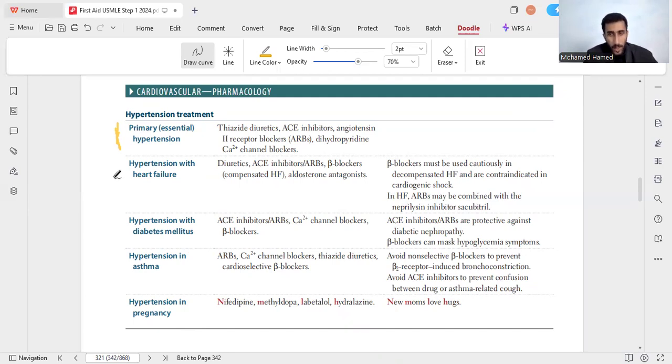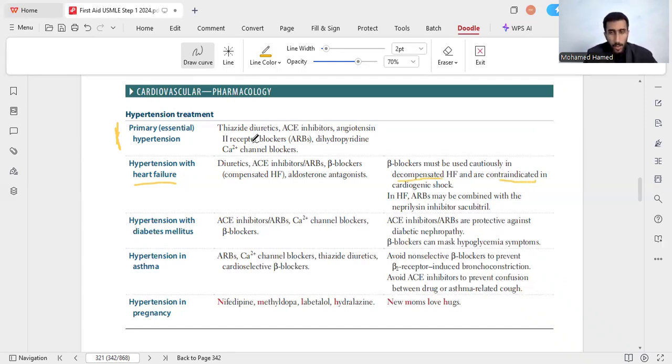Also, there are some kinds of drugs which are contraindicated. So the patient may have heart failure, and decompensated heart failure. So the beta blockers are usually contraindicated in cardiogenic shock and used with caution in decompensated heart failure.